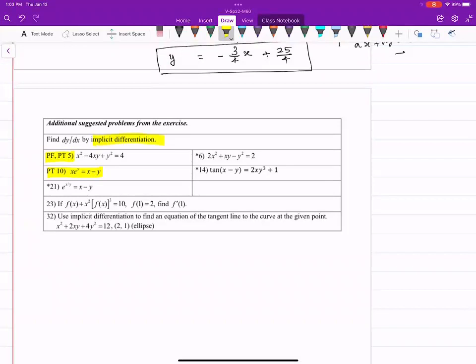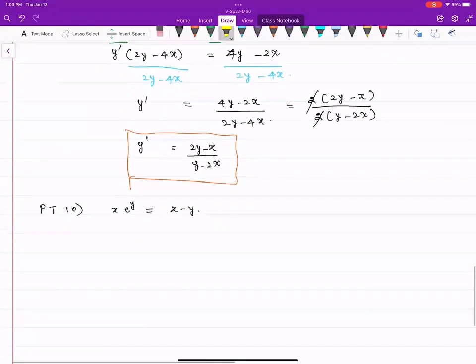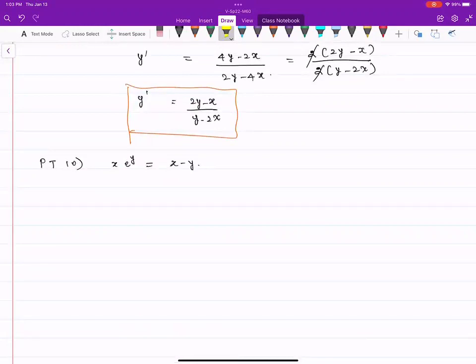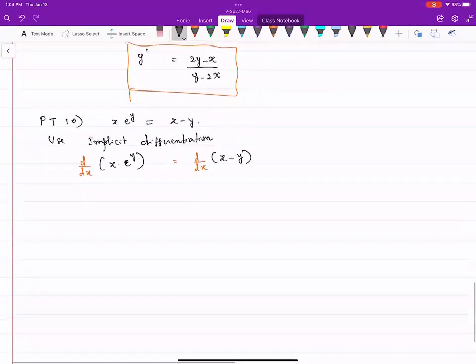So let's try the problem x e to the y equals x minus y, and we are going to use the implicit differentiation technique because both x and y seem to be on the same side. So use implicit differentiation. We get d by dx of one side equal to d by dx of the other side. It's x times e to the y. Note that it's a product. Right hand side, x minus y, a difference.